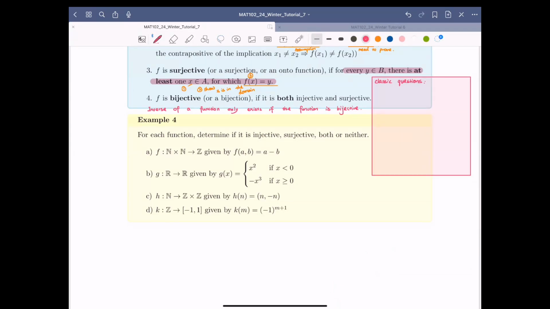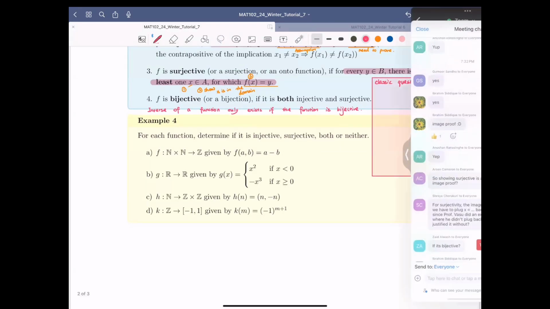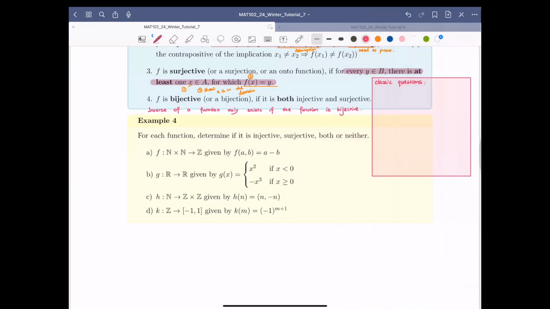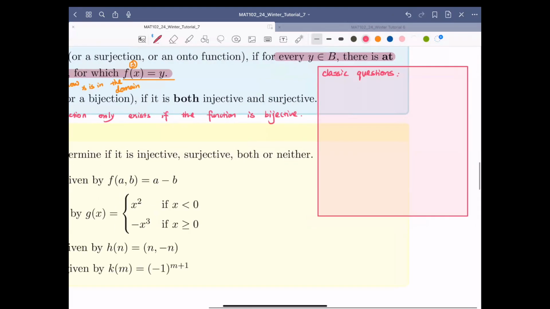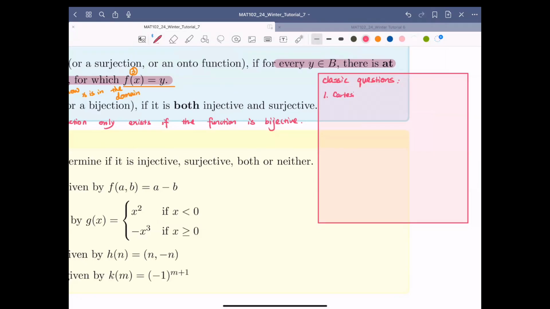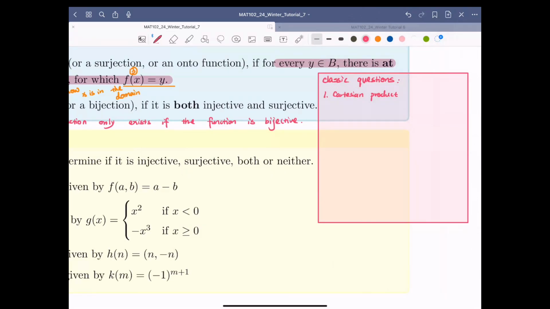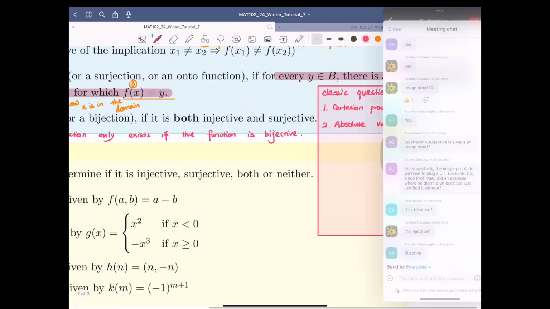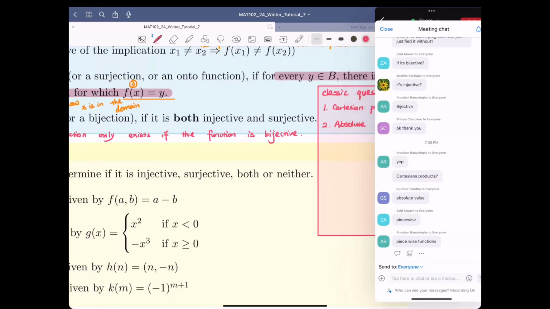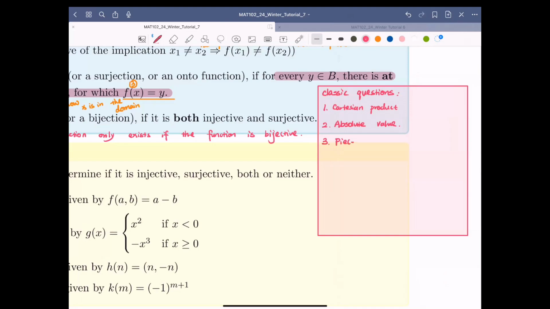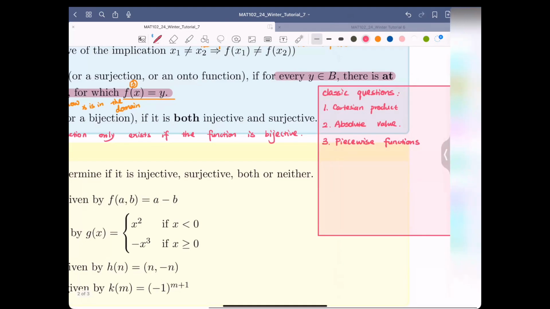What do you guys think are the classic questions in this course? What kind of function do they test you on? Anyone want to take a guess? Cartesian product, that's correct. 1 is Cartesian product. Anything else? Absolute value, that's correct. That's another good one. 2, absolute value. Anything else? Piecewise, that's correct. Okay, you're getting there. Anything else?